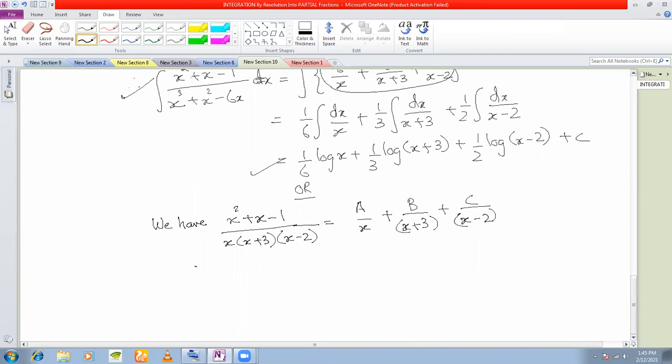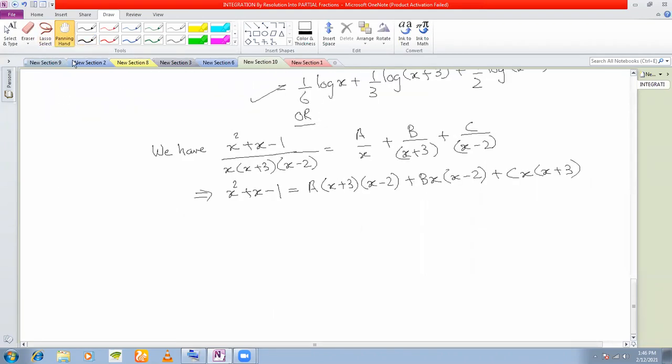Now I had cross multiplied. After cross multiplication I had got this as a into x plus 3 into x minus 2 plus b x into x minus 2 plus c x into x plus 3. This is what I had got.